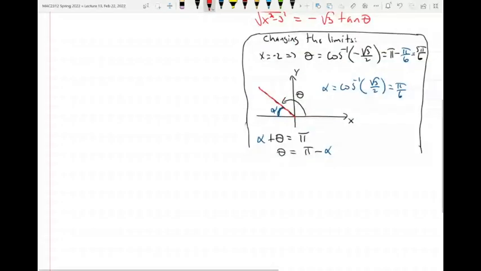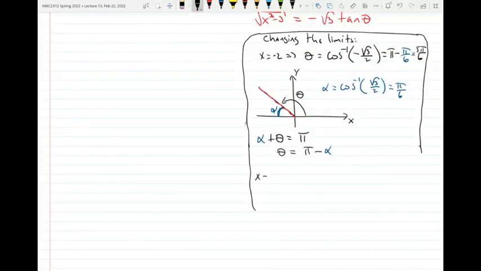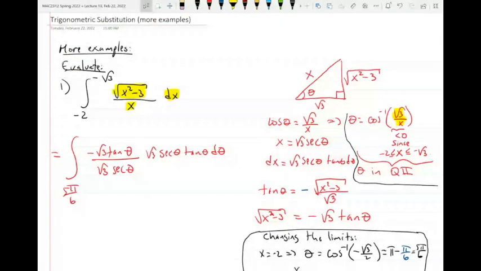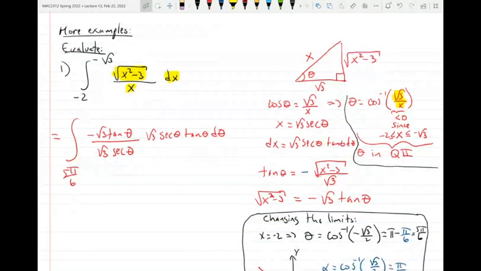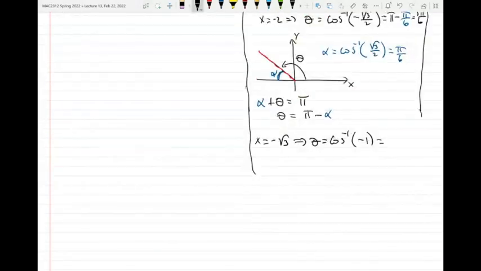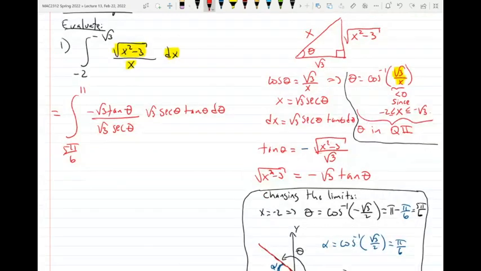And then similarly, when x is negative square root of 3, then theta is the inverse cosine of negative 1, right? Because you get the square root of 3 over square root of 3. So remember, I'm plugging in here, okay? If you put negative square root of 3 for x, then you get negative 1 here, your fraction. And what is this? This is pi, right? This is in none of the quadrants, so you don't have to worry about this reference angle business, because this is a quadrantal angle. So when x is negative square root of 3, theta is pi. That's my upper limit.